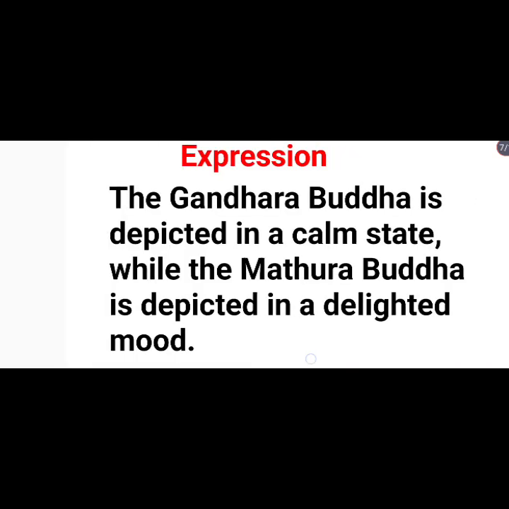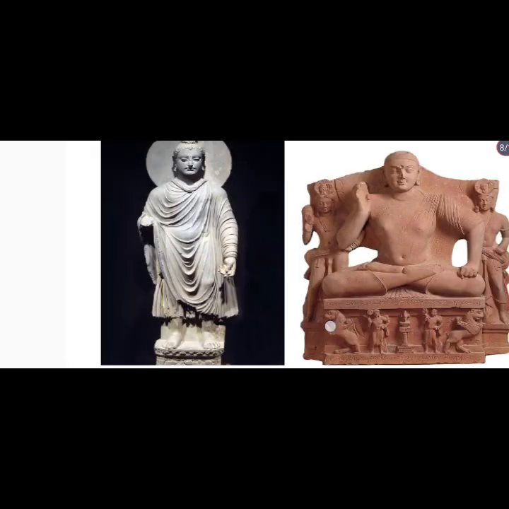The next difference is the expression. The Gandhar Buddha is depicted in a calm state, meaning the expression of those statues is calmness. While the Mathura Buddha is depicted in a delighted and happy mood. Their hand gestures may sometimes be different. See the pictures of both of those schools.